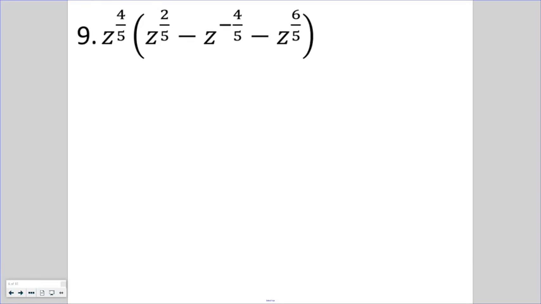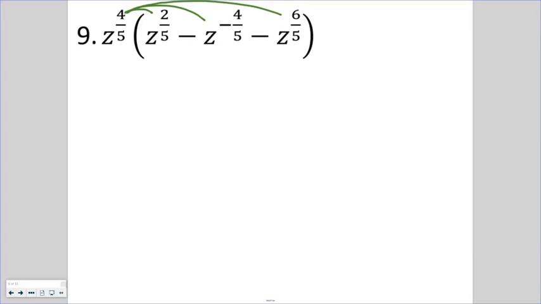9, 10, and 11 are the trickiest ones on the page. We want to make sure you guys are really good with these ones. So I've got a term on the outside and then 3 terms on the inside, and I'm going to distribute this term. We can do that. We're not distributing a power, we're distributing the term. We're distributing that term on the outside. It's not the power that we're distributing.